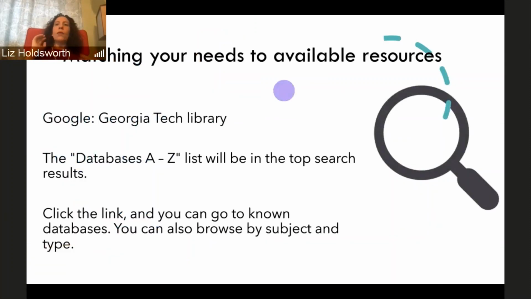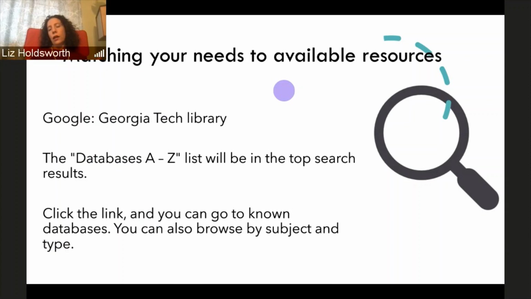So before I start talking about specific databases, we want to be able to get you to them. The easiest way, and you guys can do this while I'm talking, is Google Georgia Tech Library. When you do that, the databases A through Z list will be in the top search results. I think like the second one under the Georgia Tech Library heading. If you go to that link, you'll be taken to our master list of databases.